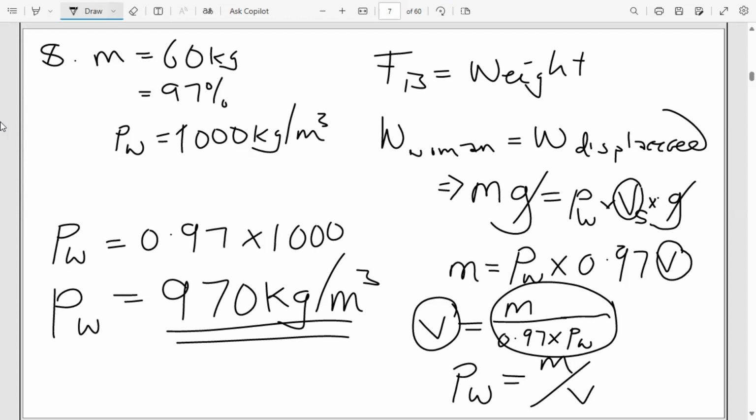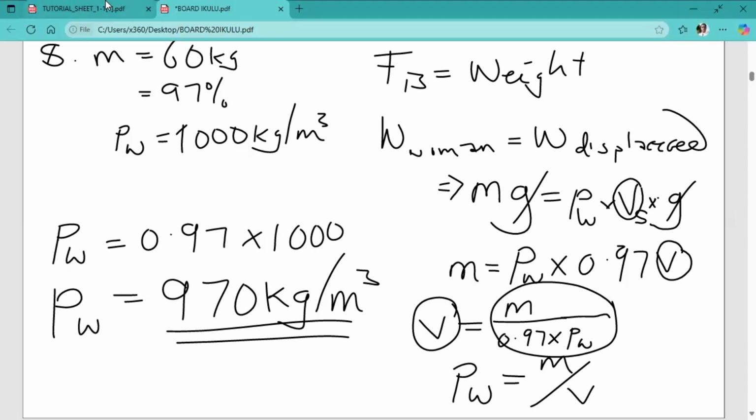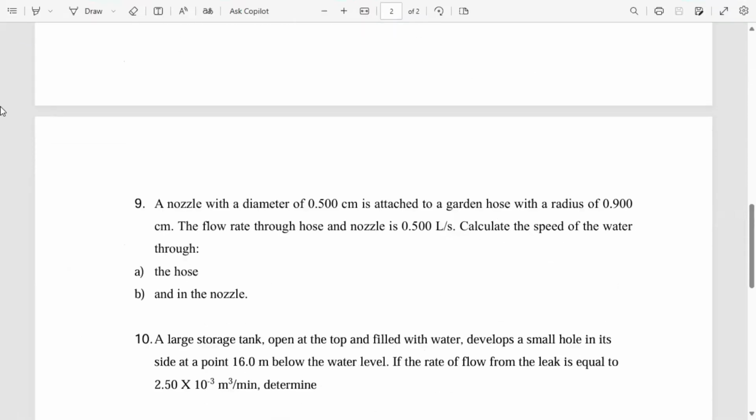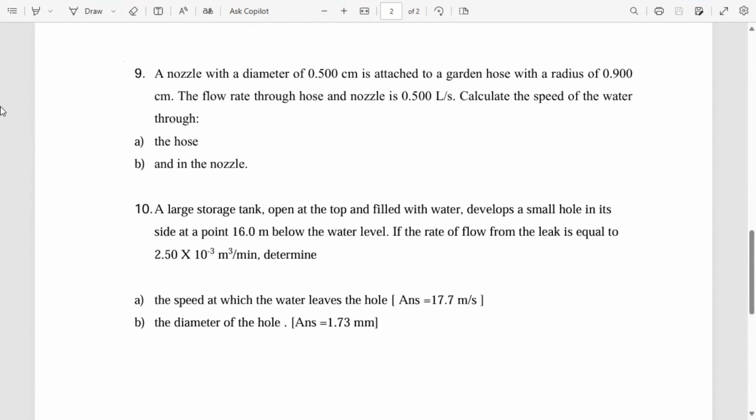So I didn't show the whole process here because it is as simple as that. We're going to get that percentage multiplied by the actual density of the water to find what we are looking for, which is the average density of the woman. I hope that's clear. And that finalizes question 8. Let's move on to the next question, which is question 9.